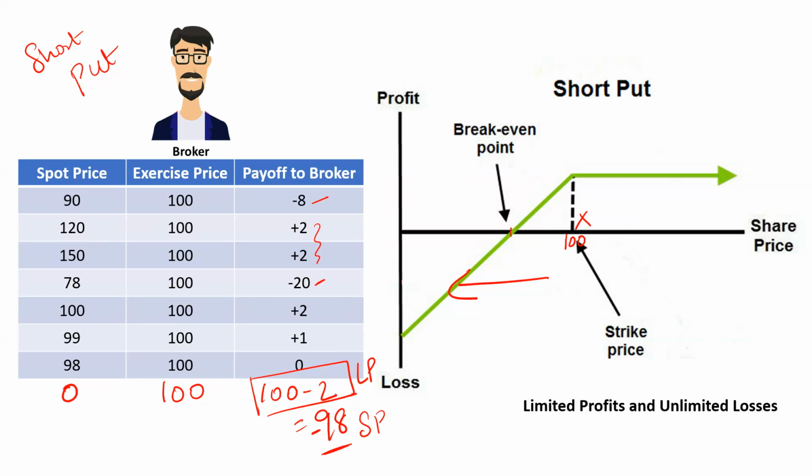This is the break-even point. If the spot price is 98, then this is the point at which no party is making any profit or loss. If the share price goes up, let's say it goes up to 120, Ria, the long put, is not going to exercise the contract. If they are not going to exercise the contract, the broker gets to keep the 2 rupees premium that he has received. That is why his profits are very limited. So the maximum he can gain is 2 rupees from this particular contract.